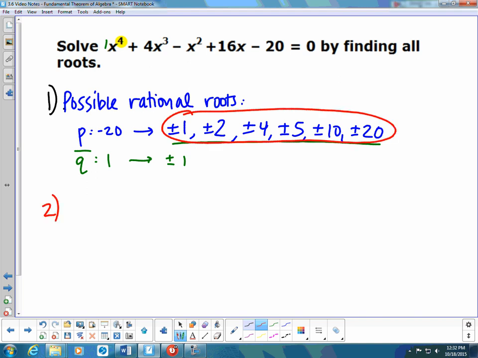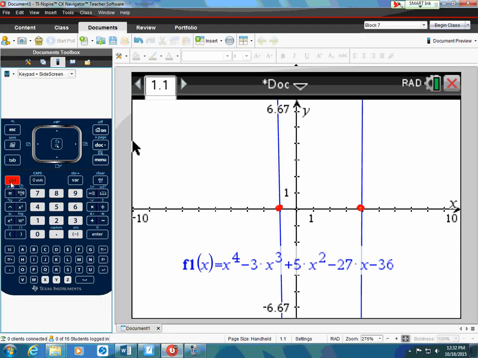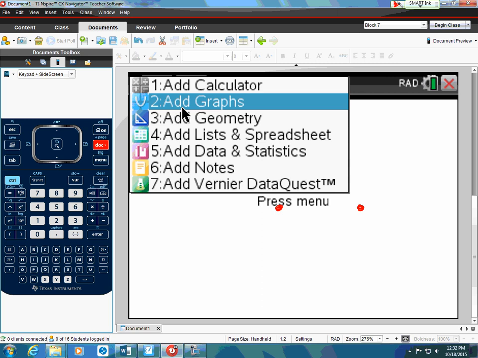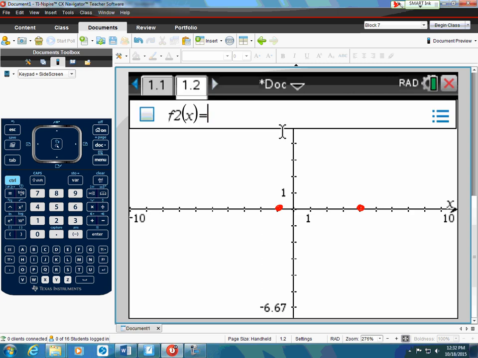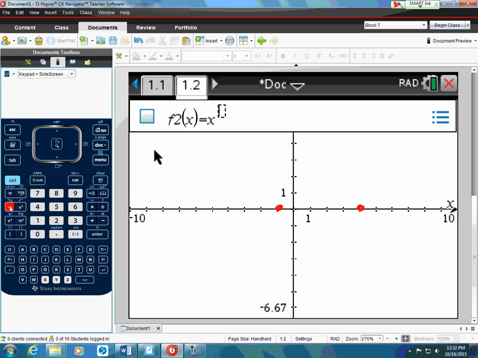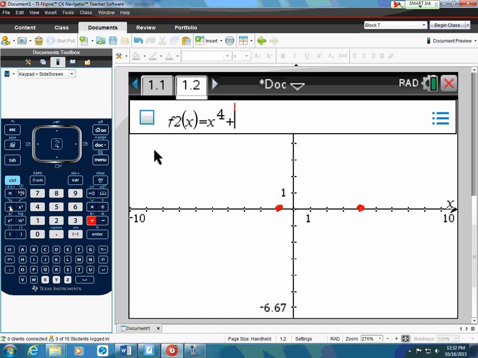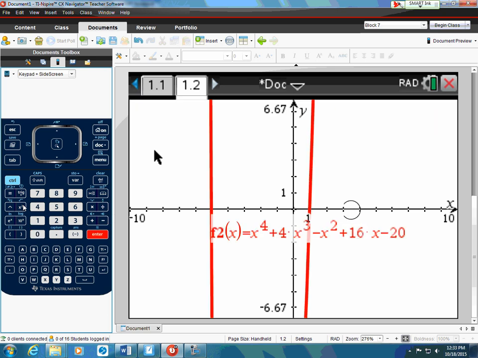So my second step will be to graph the function, and we're going to see where it crosses one of those values. So let's look at our calculators, and let's type in, get a new page there, and then we're going to type in x to the 4th plus 4x to the 3rd minus x squared plus 16x minus 20. All right, so we're going to graph that. I'm going to erase these zeros from earlier.